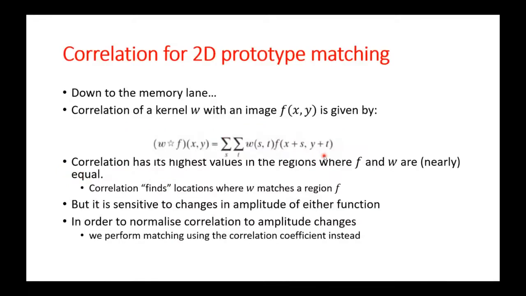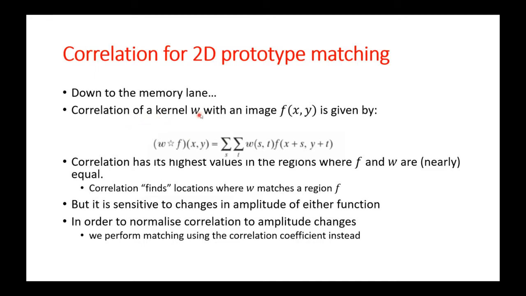So let's see another method for pattern matching, which is a very interesting method. It uses something that you've learned at length in this course, which is correlation. We've used correlation mainly for the gradient and for smoothing, but we are going to use correlation now for prototype matching. So let's go down memory lane.